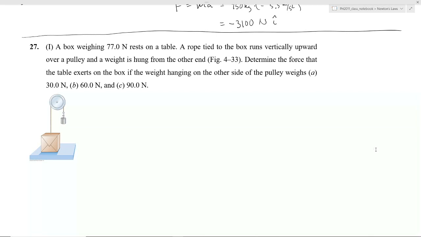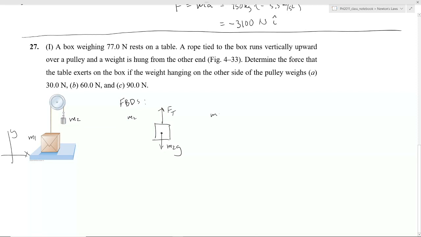So let's give ourselves a coordinate system. Let's call this one M1, this one M2. And we have two objects here, so let's create some free body diagrams. For M2, that one will be pretty easy. We just have this tension force that's pointing up, and the object's weight that's pointing down.